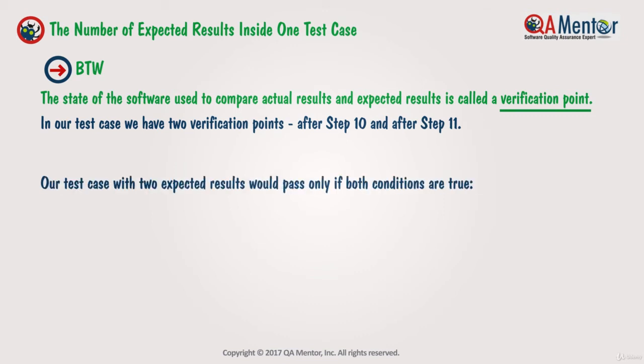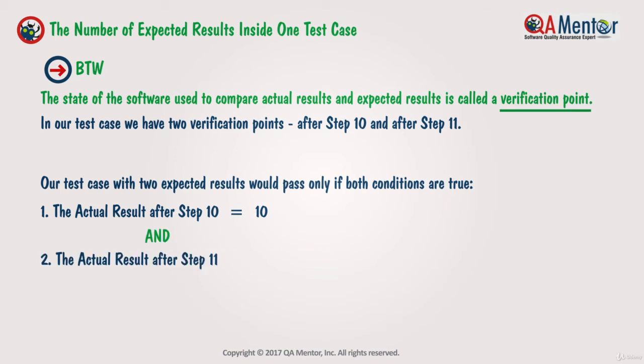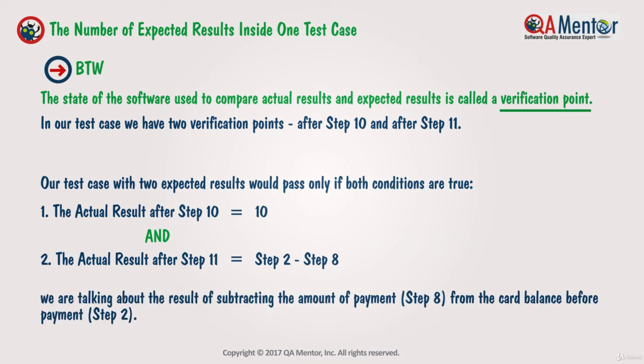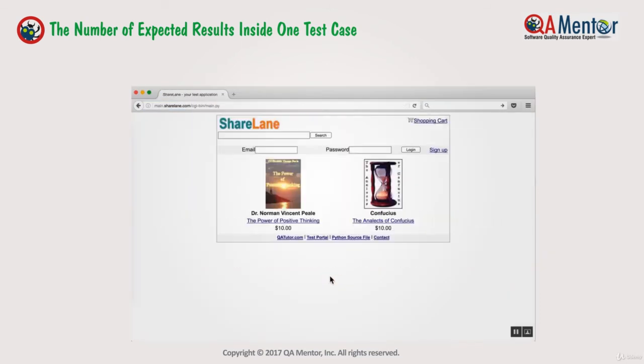Our test case with two expected results would pass only if both conditions are true. 1. The actual result after step 10 equals 10. And 2. The actual result after step 11 equals step 2 minus step 8. We are talking about the result of subtracting the amount of payment, step 8, from the card balance before payment, step 2. Let's execute this test case.